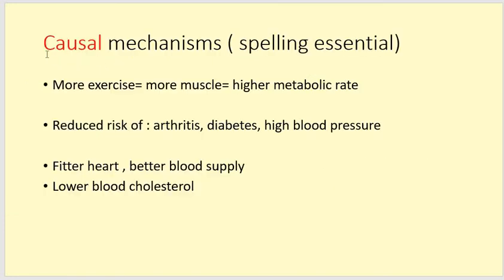Causal mechanisms. Make sure you get the spelling correct. It's not casual, it's causal. More exercise means you've got more muscle, which means you've got a higher metabolic rate. It reduces the risk of arthritis, diabetes and high blood pressure. It means your heart is fitter, you've got a better blood supply and you have lower cholesterol. That's all really good news there.